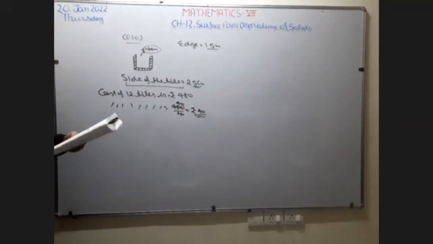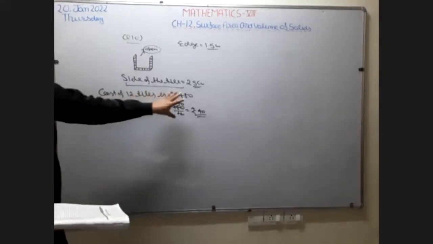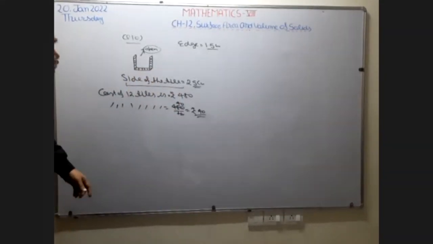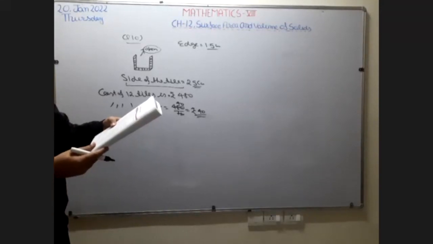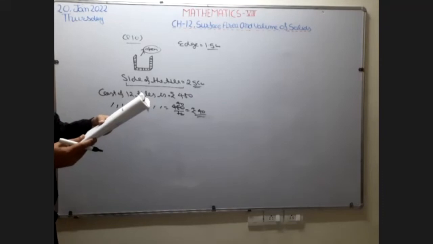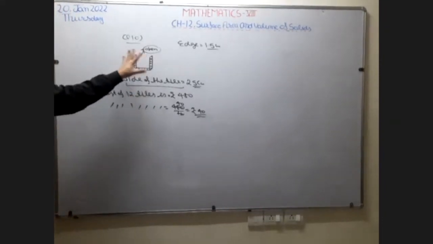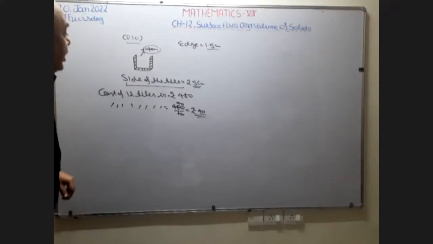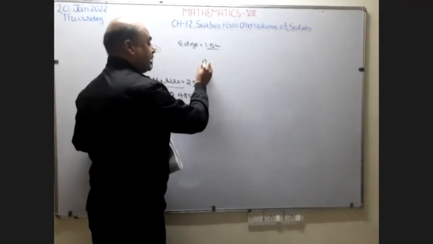Now I want to solve this question. First, I want to check how many tiles are required to make this type of tank. My question is, we want to find how much he is going to spend on the tiles, the amount he is going to spend on making this type of tank. So first, I want to write here the surface area of the tank, or you can write area of the tank.